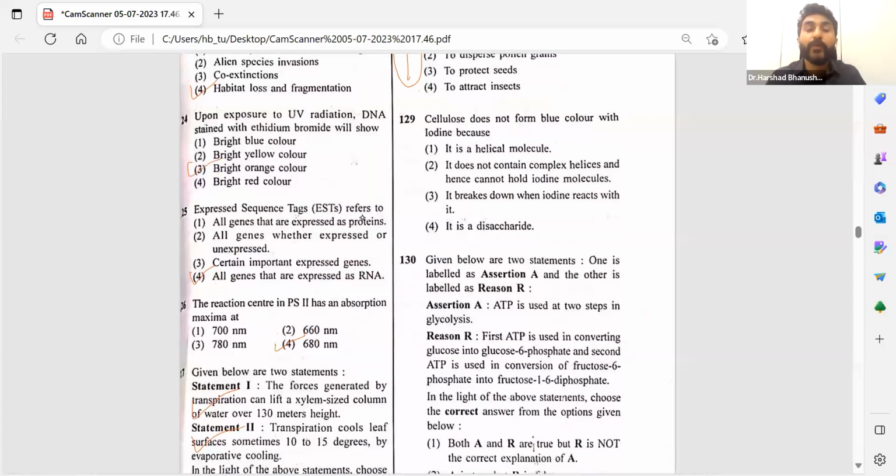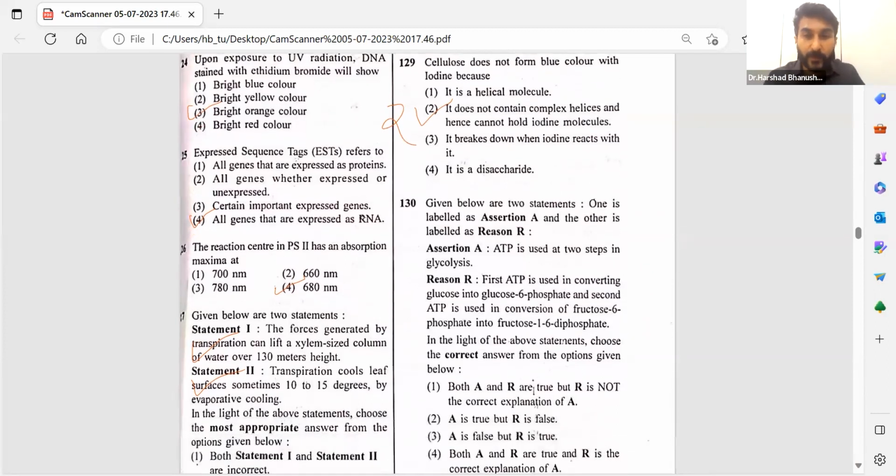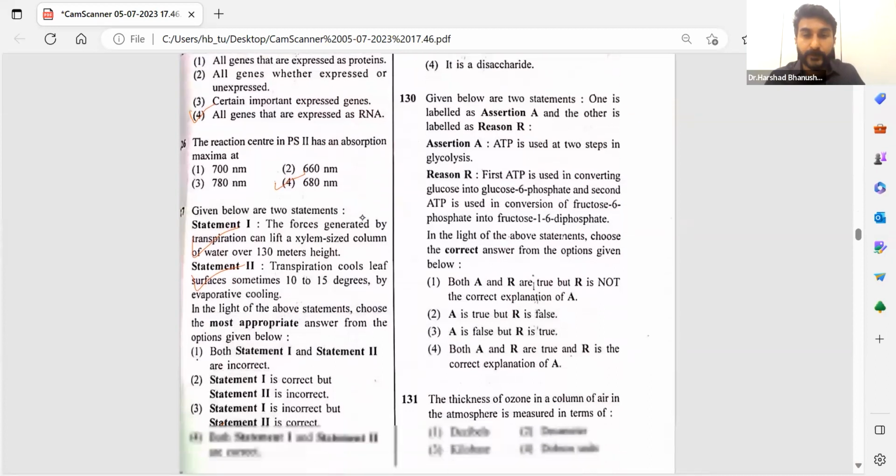Cellulose does not form blue color because cellulose has a shorter chain. Because cellulose has a shorter chain, it does not have helices, and that's why it can't trap iodine. Starch has helices, and because of the helices in starch, there is trapping. Cellulose has no complex helices. So the answer would be option number two.